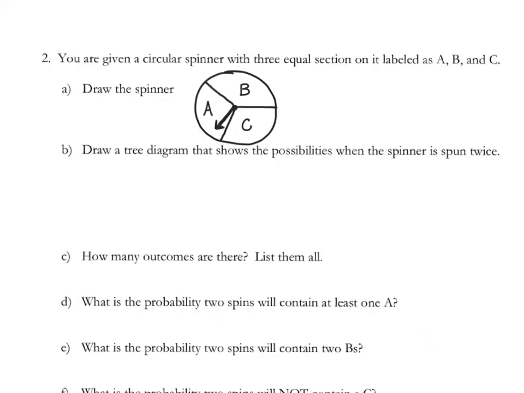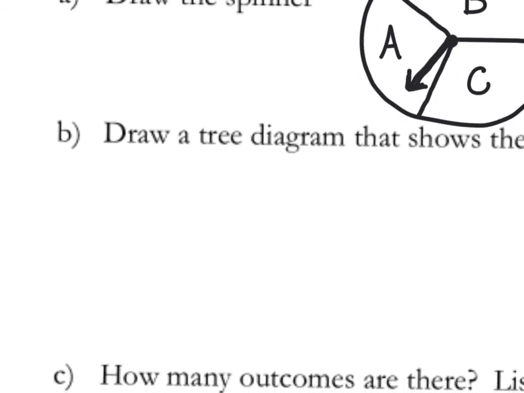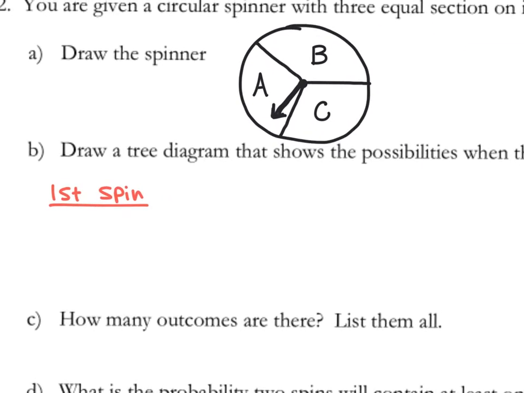Okay, guys, so number 2 says you're given a circular spinner with 3 equal sections, and it's labeled A, B, and C. So draw the spinner. So I drew that spinner already, 3 equal sections labeled A, B, C. And then it says draw a tree diagram that shows the possibilities when the spinner is spun twice. No problem. We are now tree diagram experts. Okay, so first spin. Possibilities are A, B, or C.